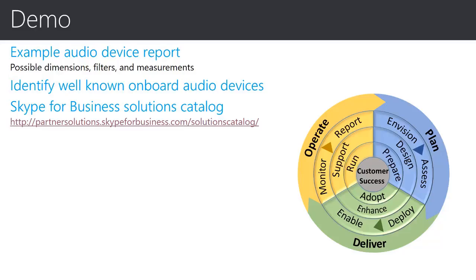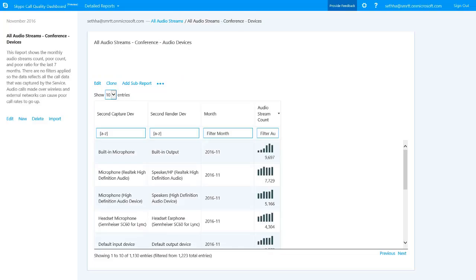In this demo, we will look at an example audio device report, identify well-known onboard audio devices, and lastly, take a look at the Skype for Business Solutions catalog. In this report, I have added the second capture and render device as elements, and I'm using the audio stream count as my measurement. In this environment, you can see the highest used device is built-in microphone and speaker. The second and third are high-definition audio devices. These are also commonly built-in speakers and microphones. These are all examples of devices not approved by Skype for Business.